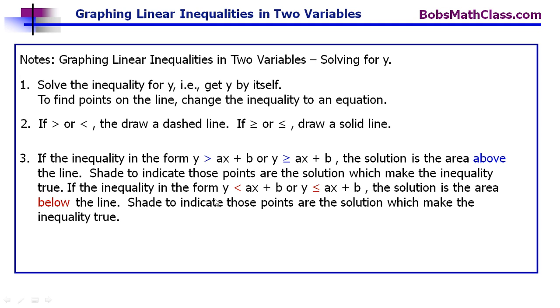Likewise, if the inequality is in the form of y less than ax plus b, or less than or equal to ax plus b, the solution is the area below the line. We will again shade to indicate those points are the solution, which make the inequality true. So once again, greater than, shade above, less than, shade below. So greater than, shade above, less than, shade below. All right, we're going to do two examples in this video.